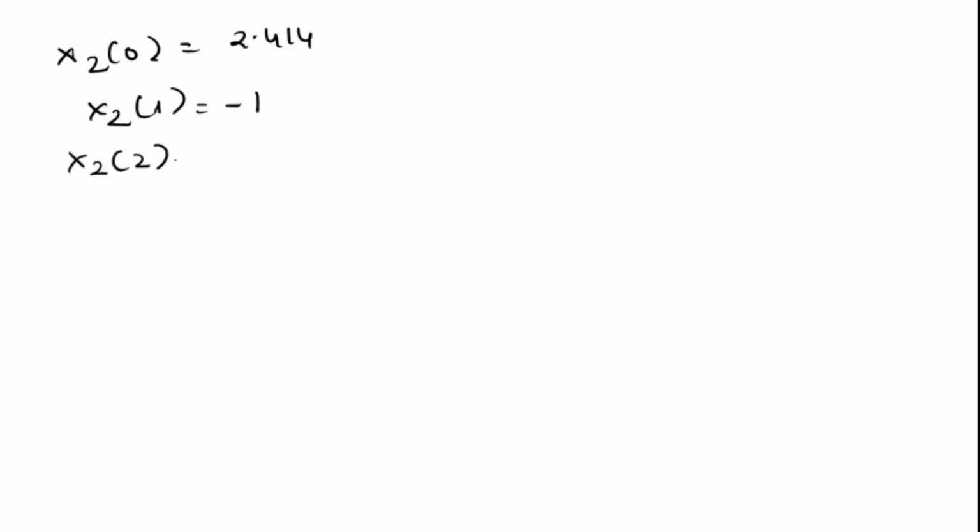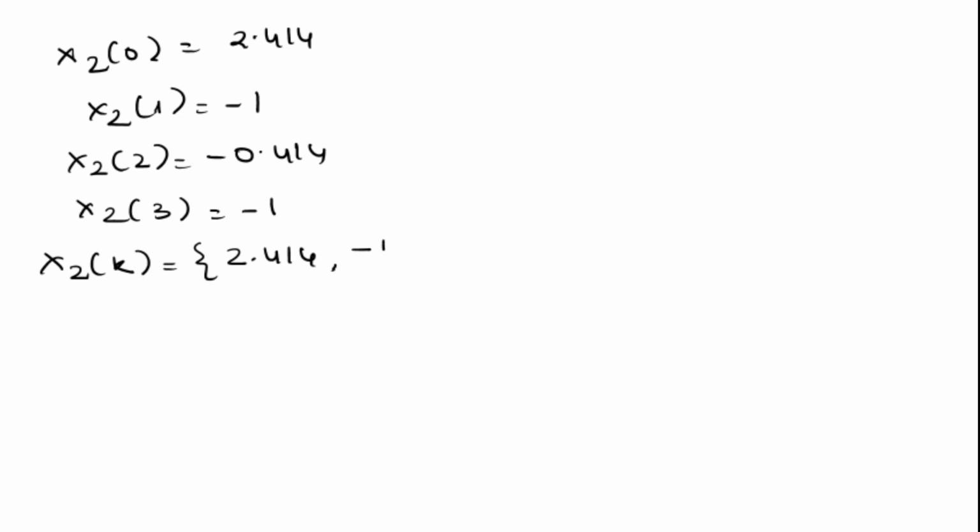Or x2 of 0 is equal to 2.414, x2 of 1 is equal to minus 1, x2 of 2 is equal to minus 0.414, x2 of 3 is equal to minus 1. Or we can write x2 of k as 2.414, minus 1, minus 0.414, minus 1.